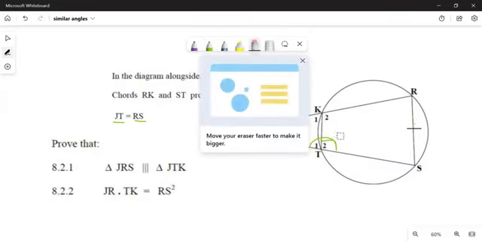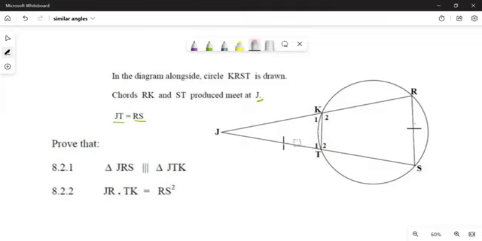And then the first question says, come and tell us why it would be a good idea for triangle JRS to be similar to triangle JTK. Remember, we said we are doing matchmaking again. So we're going to be doing matchmaking. Let's take the two triangles.